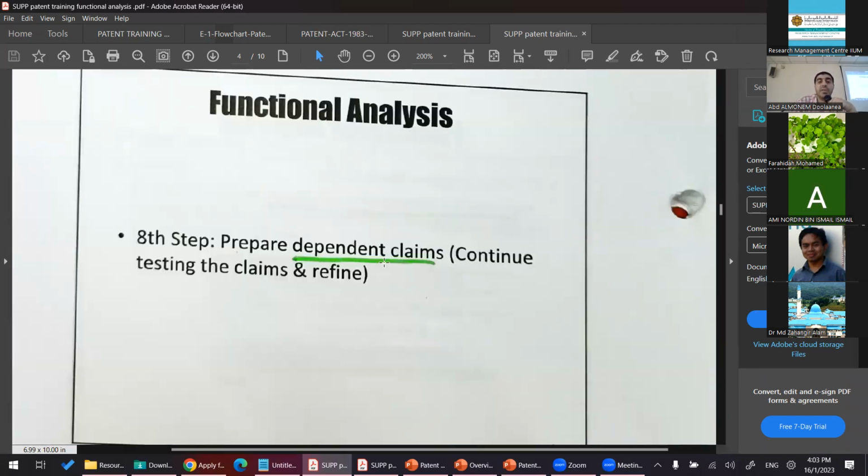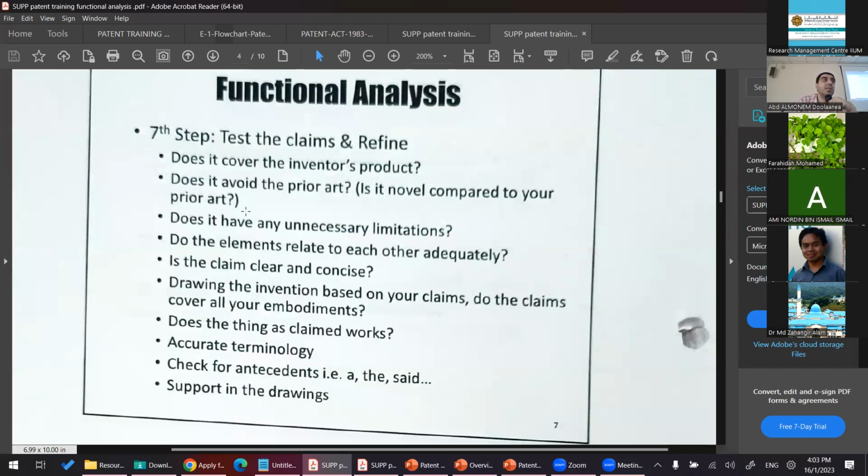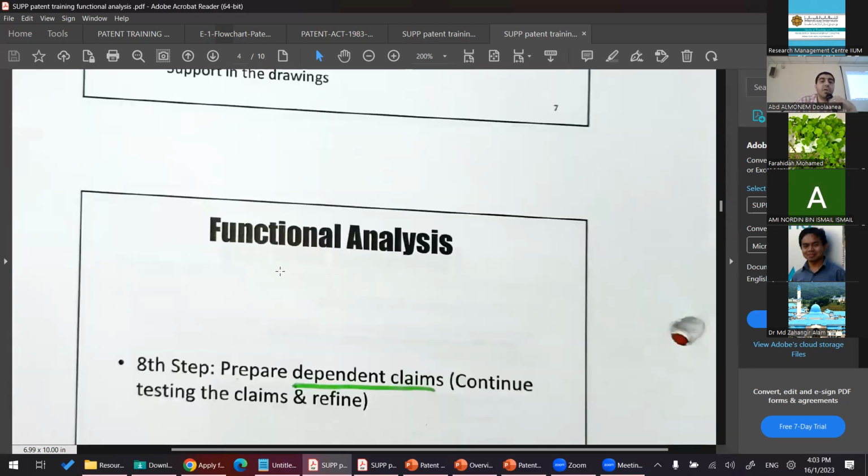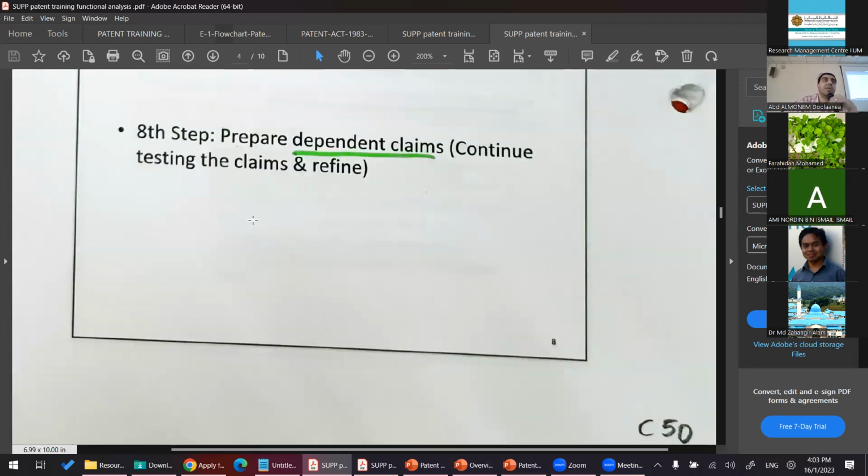Last, prepare dependent claims. Continue testing the claim and refine. Because this is to prepare the independent claim, which is the most important. After that, prepare dependent claims, which specify each feature. You can widen it more. We see it also tomorrow, inshallah.